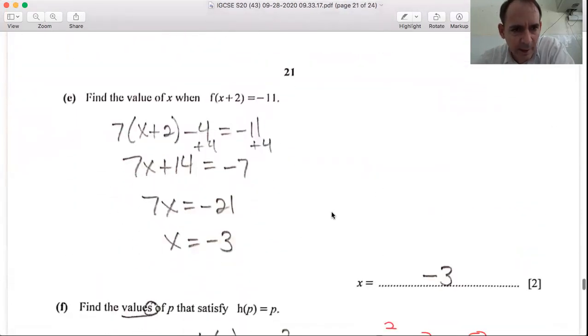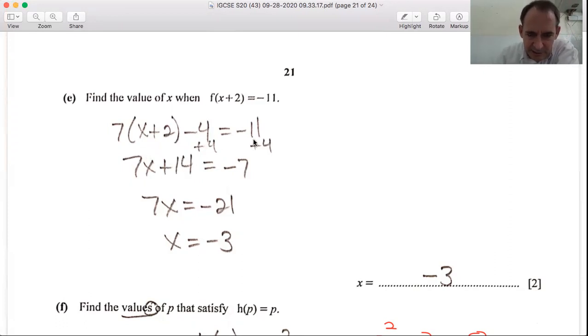Part E, find the value when you take the function of x plus 2 and set that equal to negative 11. So we're putting x plus 2 into the function. So 7 times x plus 2 minus the 4 is equal to negative 11. So distribute, 7x plus 14. I moved the minus 4 over to the other side. I guess you could add it all together at the same time. I just distributed and moved it over.